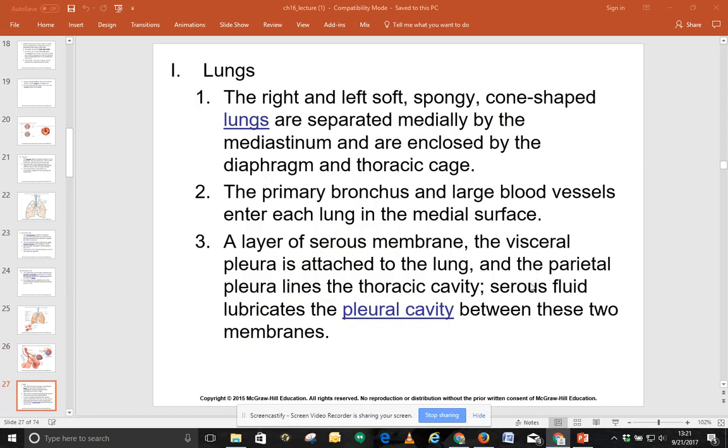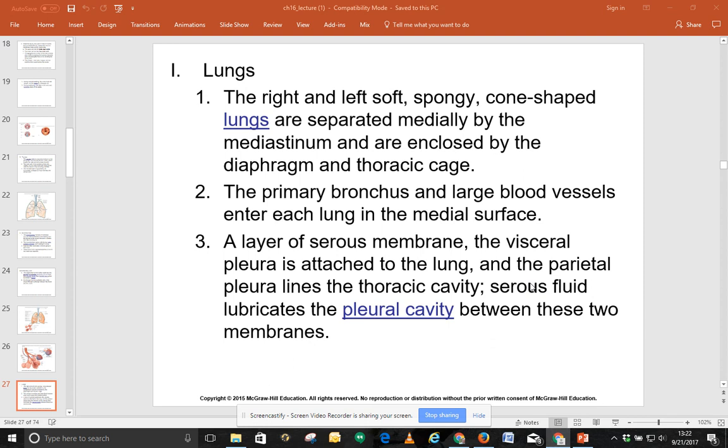So the lungs, the right and the left, are soft and spongy. Actually, in our respiratory lab, we have some pig lungs, and you could play with them, but they're soft, spongy, kind of cone-shaped, and they're separated medially by the mediastinum in the middle, and are enclosed by the diaphragm and thoracic cage. So they don't come out of your chest. They're totally enclosed by the thoracic cage, and on the bottom of them, you're going to have the diaphragm, which is the huge muscle associated with breathing.